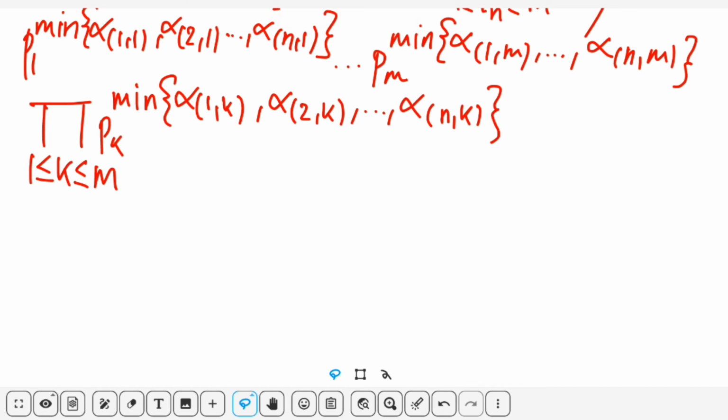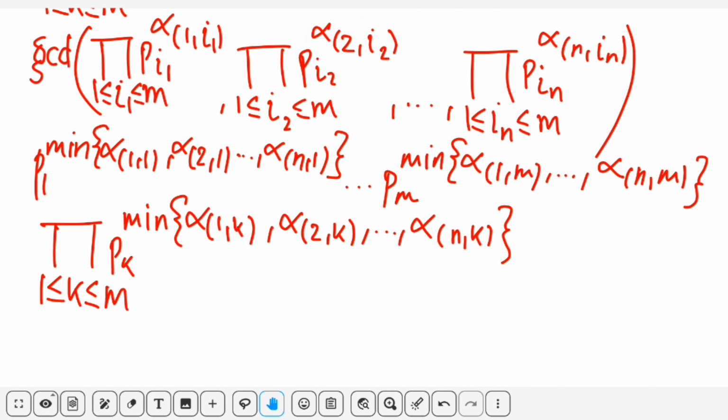Okay, so we figured out the GCD and LCM.